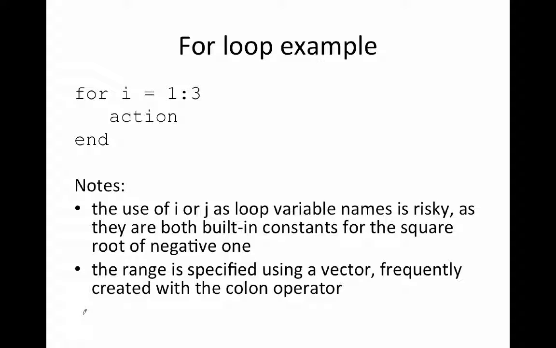So let's take a look at the counted loop in MATLAB, which is the for loop. Here's an example. We have the reserved word for, we have our loop or iterator variable I, which gets the value of the range 1 to 3, so that's specified as a vector. And then we have the action, whatever the action is, naturally bracketed by the reserved words for and end.